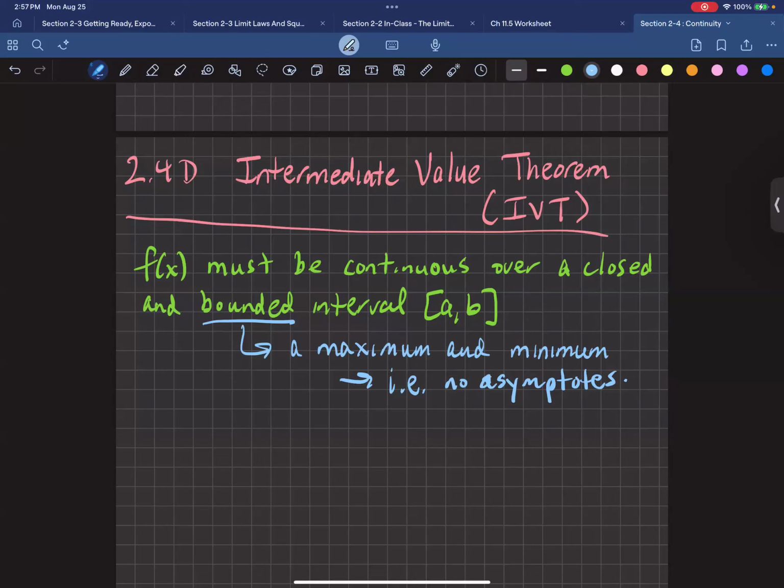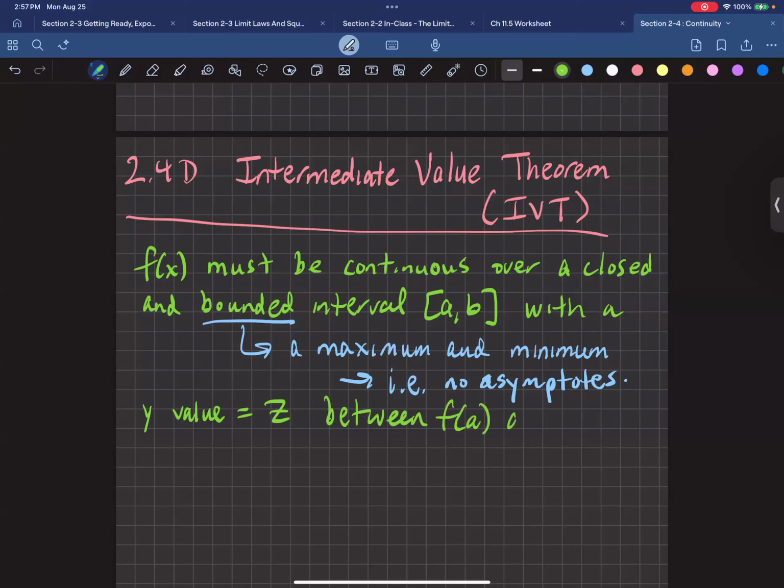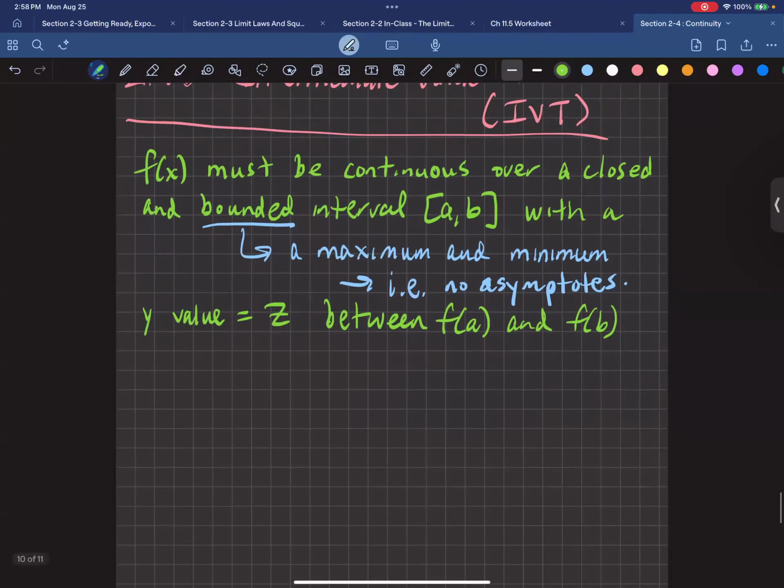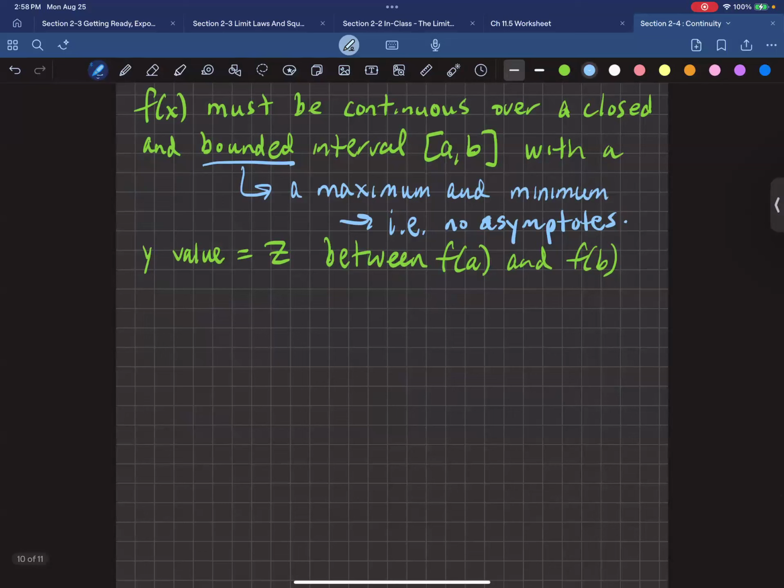Then we also have, if that's the case, then there is a little bit more. And then we have a value with a y value, let's call it z, just so it stands out, between f of a and f of b. So let me draw a picture of kind of what's going on here.